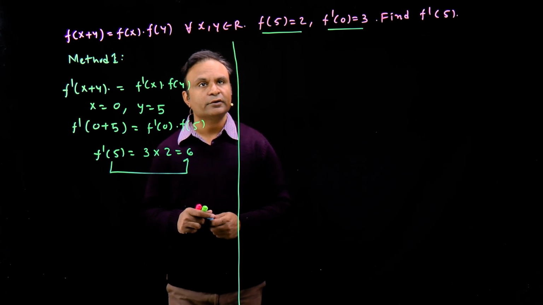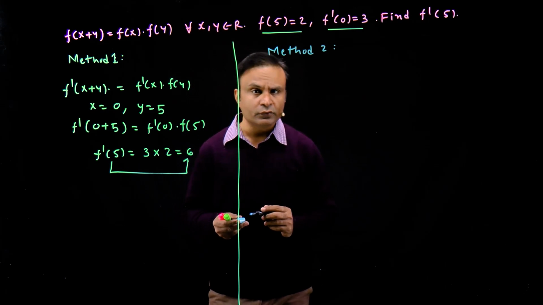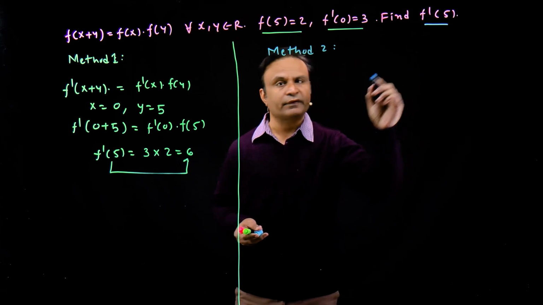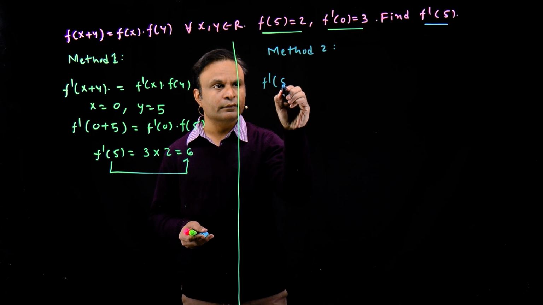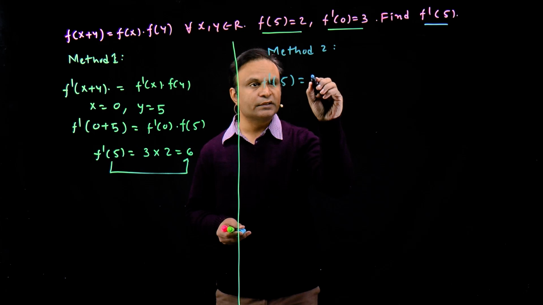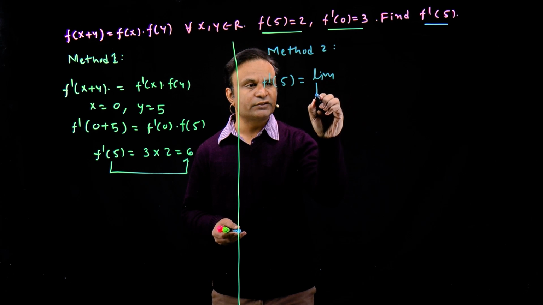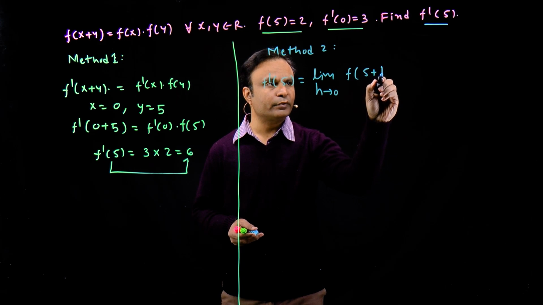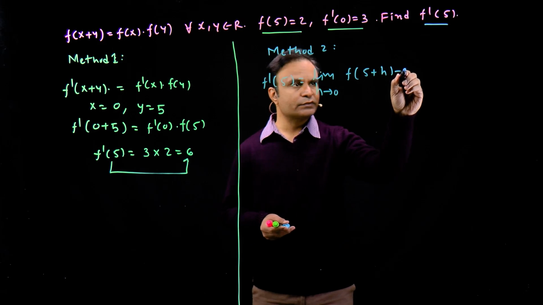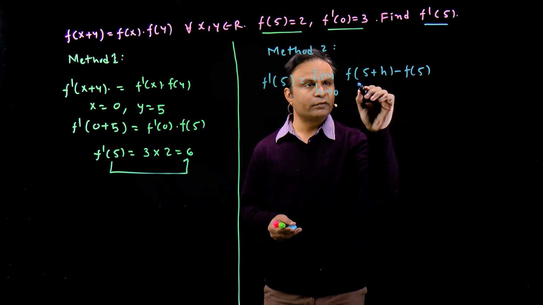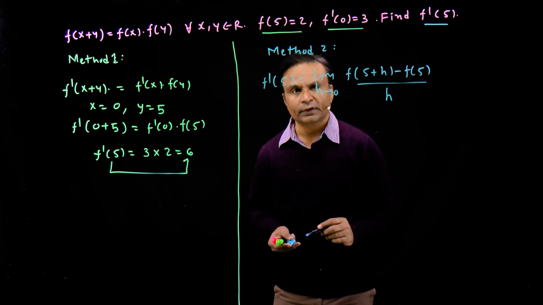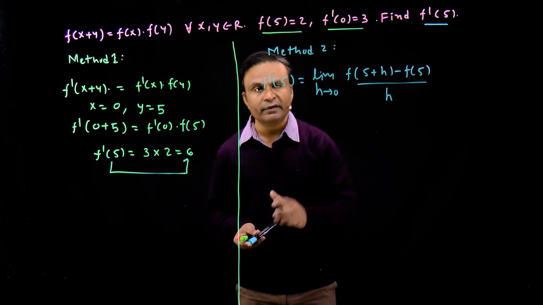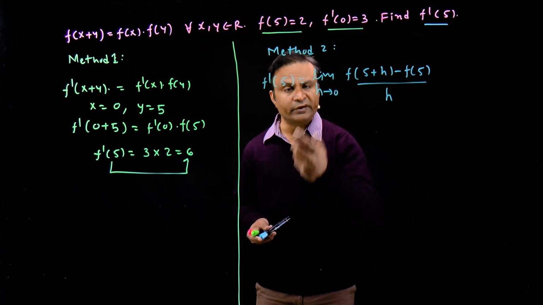Let's see method number 2. In this we will use the first definition of derivative. Now for f dash 5, I can write this is equal to limit h tends to 0 of f of 5 plus h minus f of 5 upon h. We know this is the first definition of derivative. This is how we can write f dash 5.